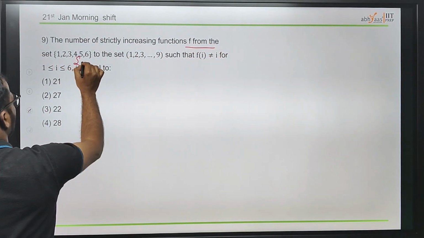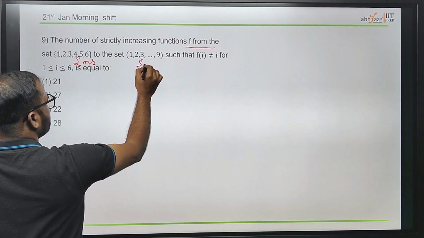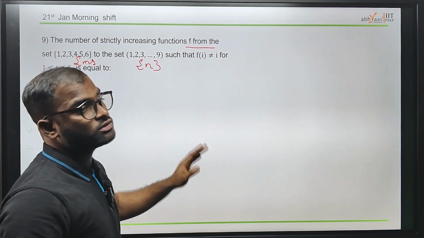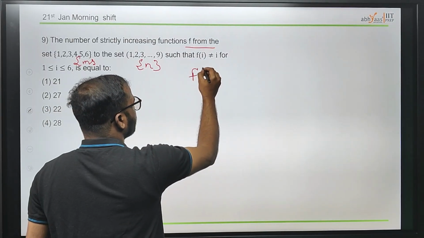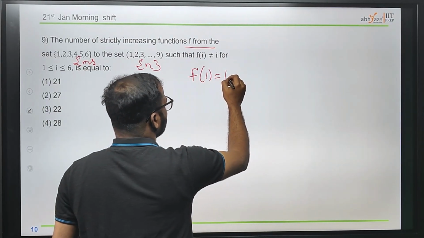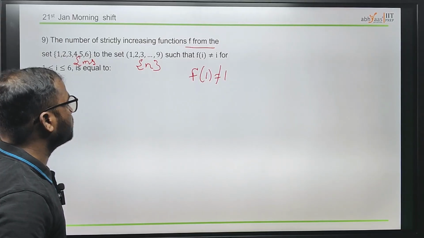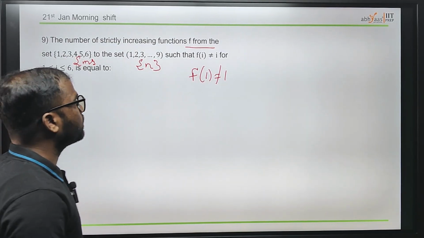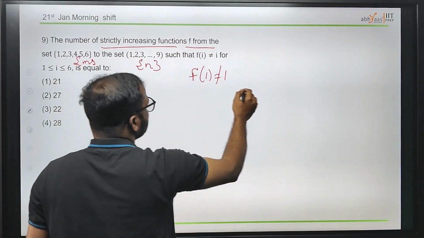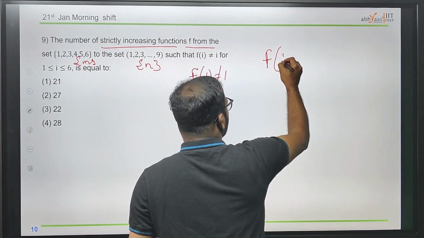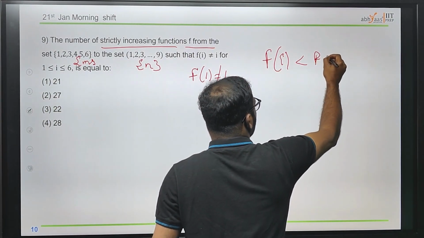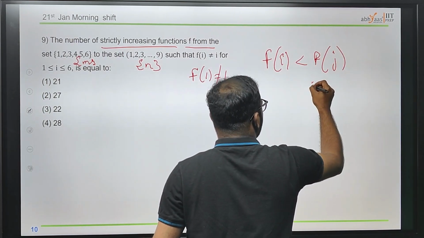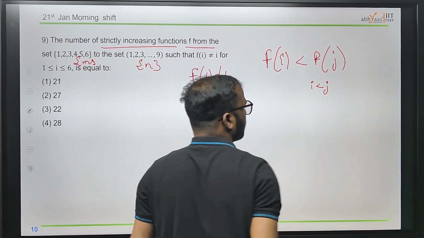say from 1 to m, and this set up to n, and they have given that f of i must not equal i. That is nothing but if we have f of 1 equal to 1, it is not valid. And also they have given that in this interval only we have to find it. And also they have given a strictly increasing function, which means that we have f of i less than f of j, where i is less than j.